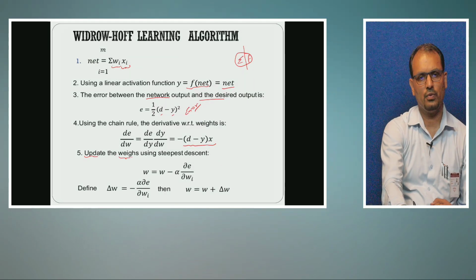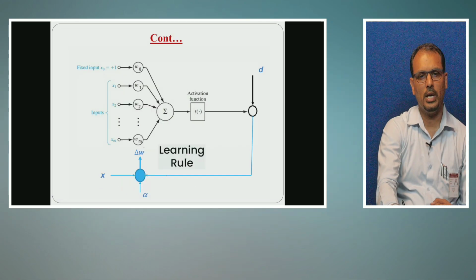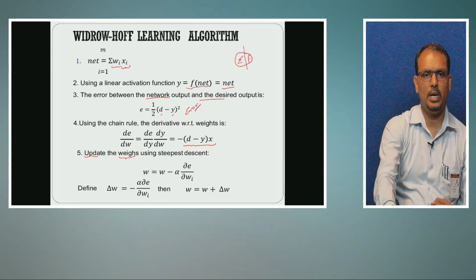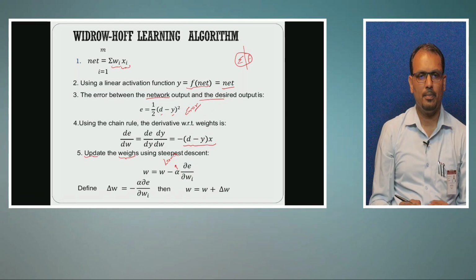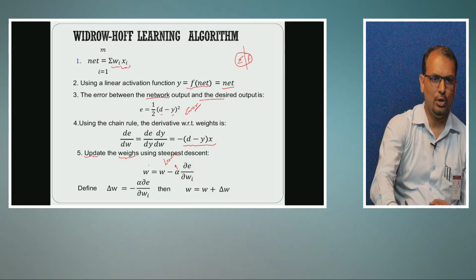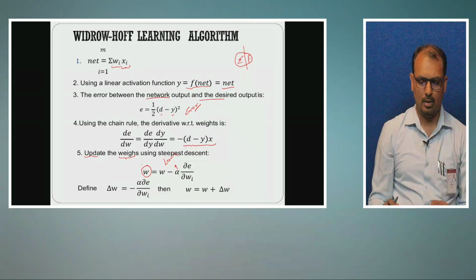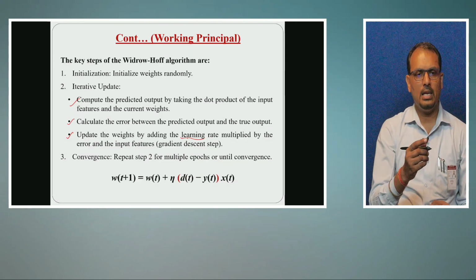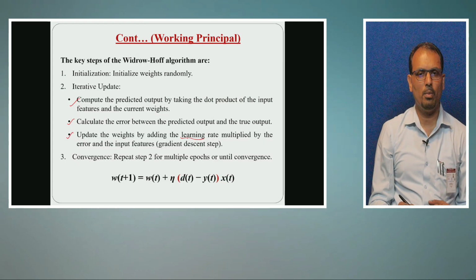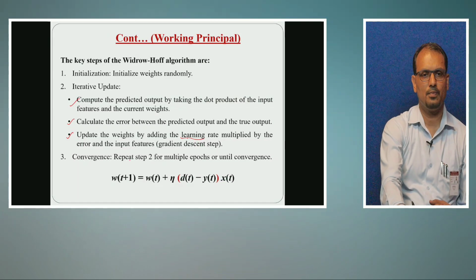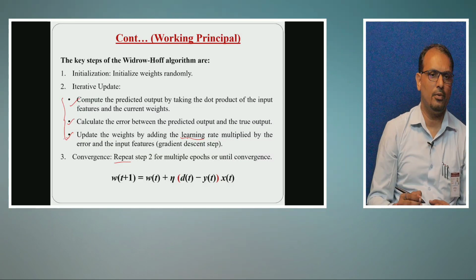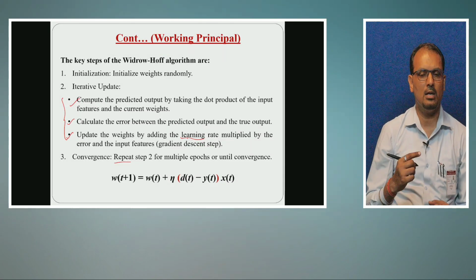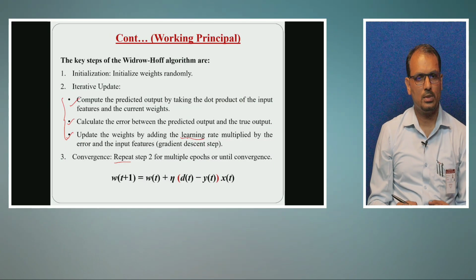What is the final weight value we have? W equals W minus alpha. Alpha is nothing but the learning rate I just told you about. So this is our new updated weight. And in the last step, convergence: repeat step number 2 for multiple epochs or until convergence. It means that whatever the 3 rules we have, these are the 3 fundamental steps that we are going to repeat until we get the desired outcomes.